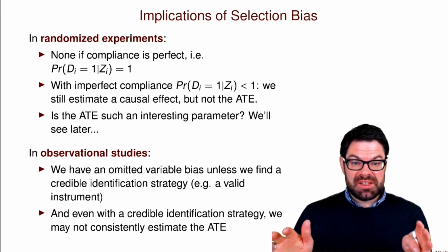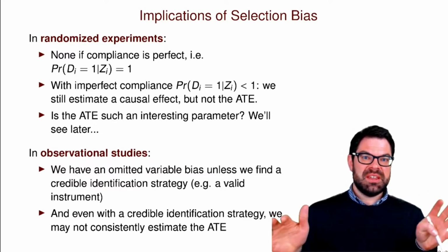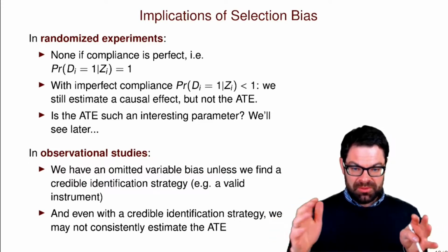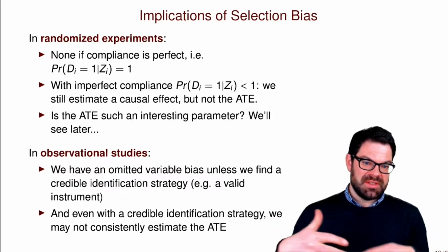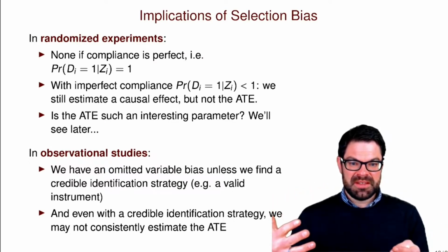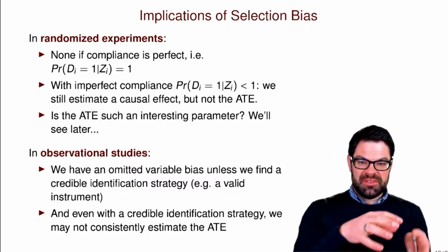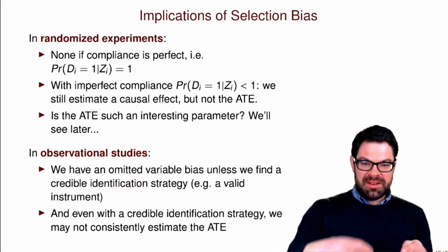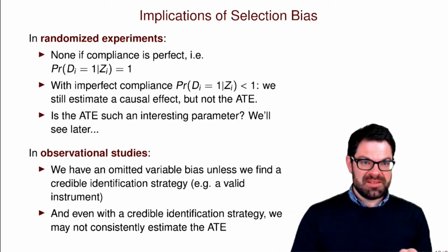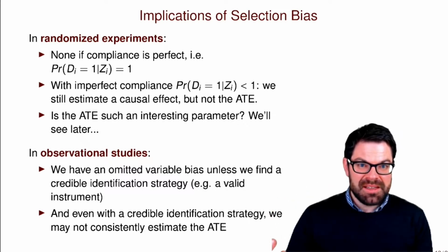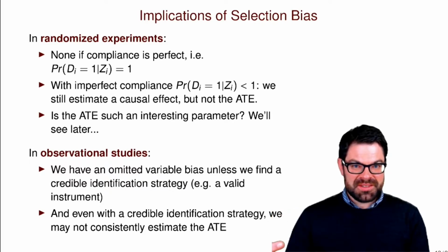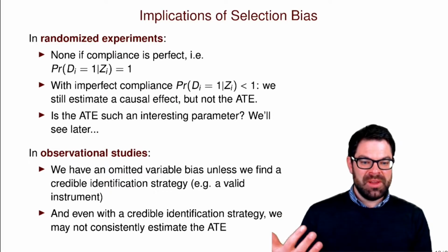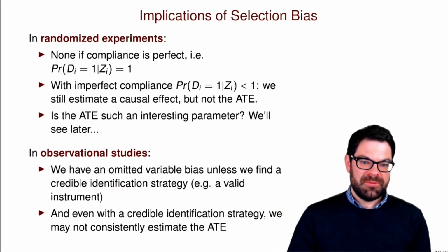In observational studies where you don't have a randomization of an instrument or of the treatment itself, you have an omitted variable bias. So the selection bias is an omitted variable bias. And you have this double whammy because first of all, you cannot credibly argue why this effect is causal due to the selection bias, and even if it was causal, you would still not be able to estimate easily the average treatment effect.